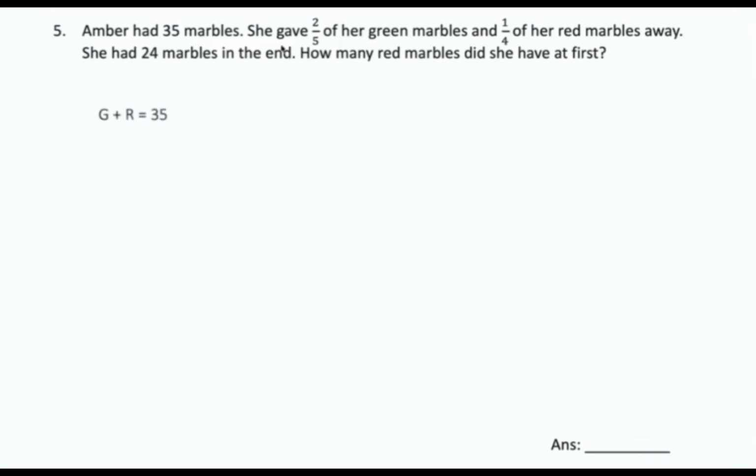Sentence by sentence. The next sentence is she gave 2/5 of the green marbles and 1/4 of the red marbles away. So this is a proportion transfer. The green take away 2/5, so 5, take away 2, left 3. Red give away 1/4, means start with 4, take away 1, left 3. In the end, she had 24 marbles, meaning in the end, green plus red is 24.